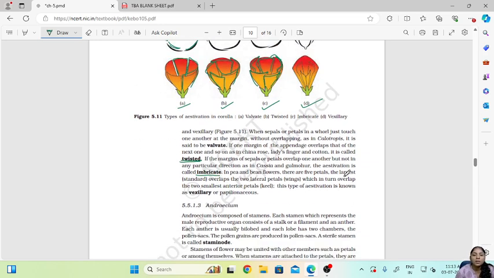And then there are 5 petals in some flowers, like in pea or bean flowers. There are 5 petals. The largest one, the standard, overlaps the 2 lateral petals. As we can see here, there is one largest petal which overlaps the 2 lateral petals.